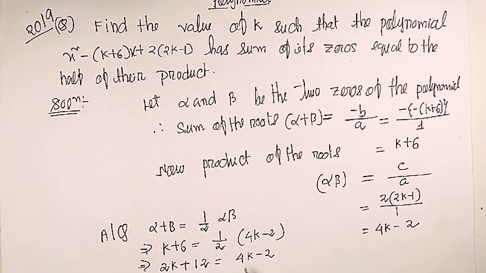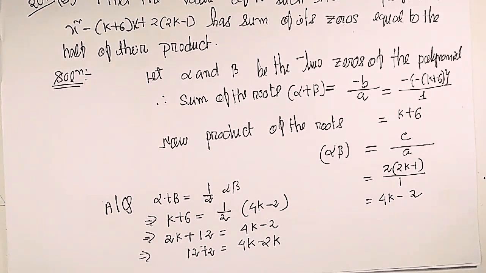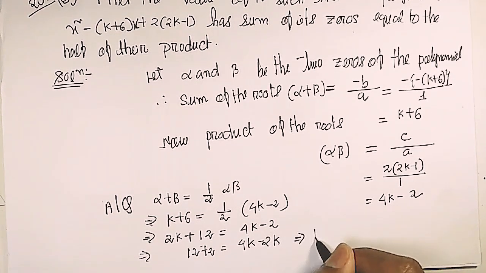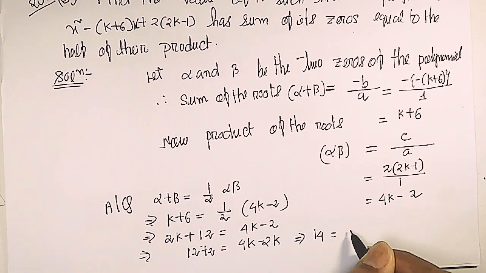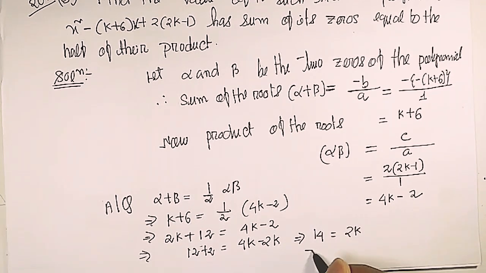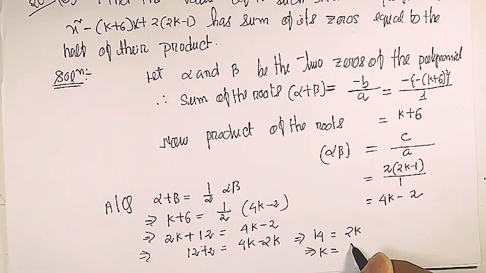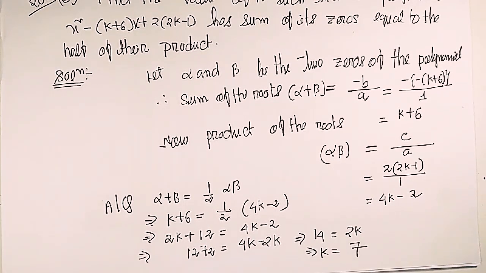Then after that, transposing minus 2 to the left, it becomes 12 plus 2, and twice k to the right, it becomes 4k minus 2k. So it implies 14 equals 2k. So it implies k equals 7. So what is the value of k? It's 7.